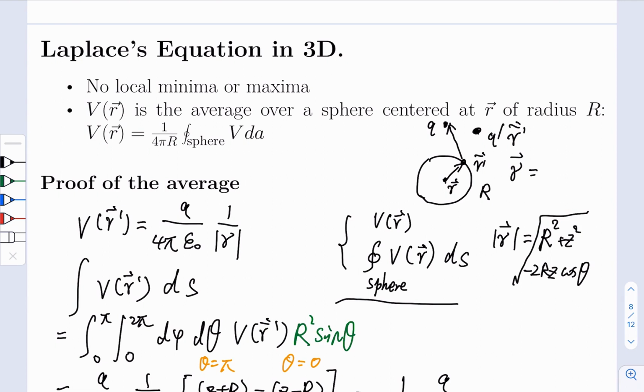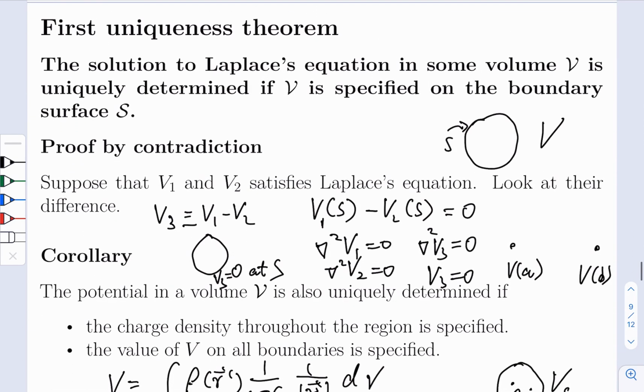Now, this means that indeed, in 3D, the Laplace equation still doesn't have any minimum or maximum. So you may wonder, why do I repeat this no local minimum or maximum over and over again? Well, the reason is that we can use it to prove two uniqueness theorems. The first uniqueness theorem is that the solution to the Laplace equation in some volume can be uniquely determined if V is specified on the boundary surface S. This means that suppose we have a volume and the edge of this volume is the surface S. As long as the potential V on S is determined, we can calculate the potential inside this region, and what's inside is a unique solution, and there are no other solutions.